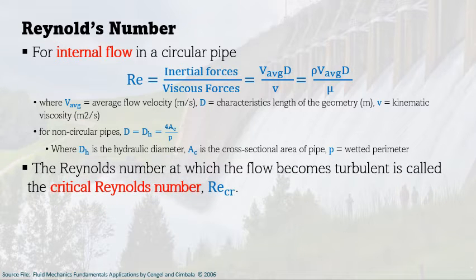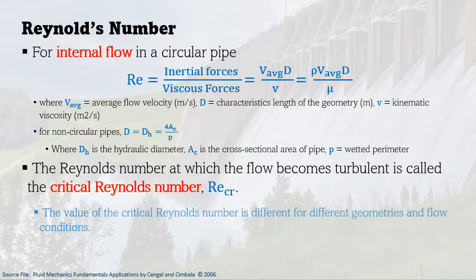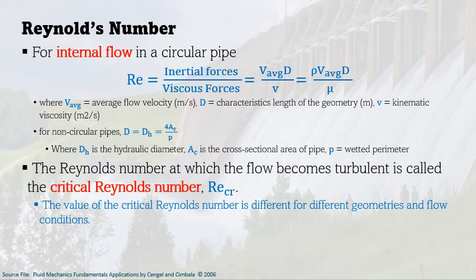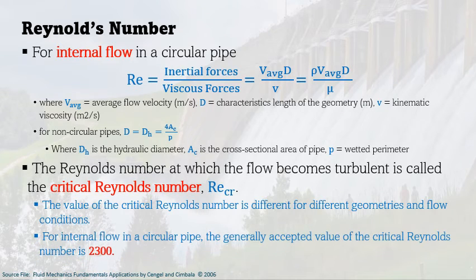The Reynolds number at which the flow becomes turbulent is called the critical Reynolds number. The value of the critical Reynolds number is different for different geometries and flow conditions. For internal flow in a circular pipe, for example, the generally accepted value of the critical Reynolds number is 2300.